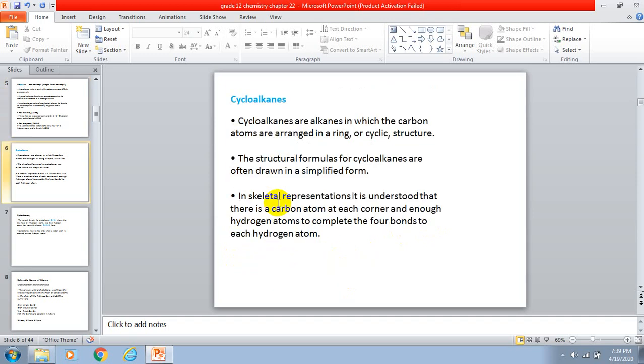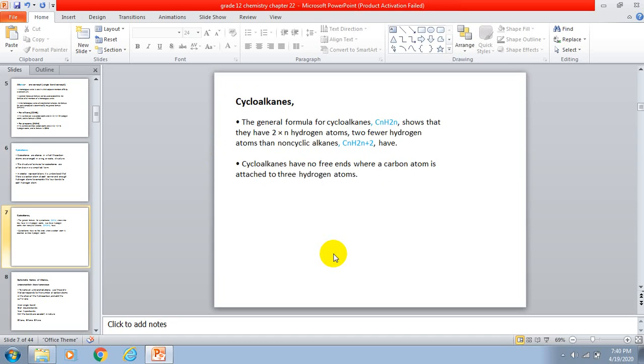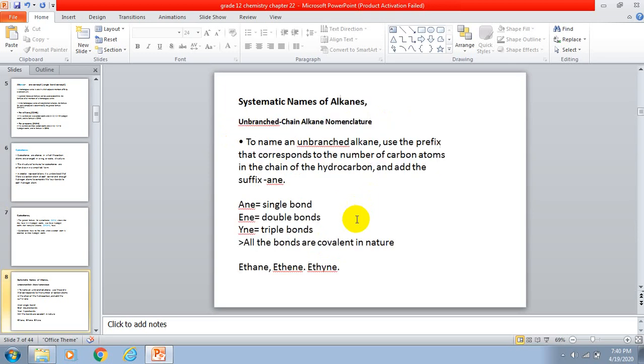Then the cycloalkanes came, the cyclic ones. Cycloalkanes are alkanes in which the carbon atoms are arranged in a ring or cyclic structure. In the spherical representation, it is understood that there is a carbon atom at each corner and enough hydrogen atoms to complete the 4 bonds of each carbon atom. Look at the general formula for cycloalkanes: CnH2n only. There is no plus 2 at all. For the non-cyclic ones, the typical alkanes, we use CnH2n+2. Got the idea?